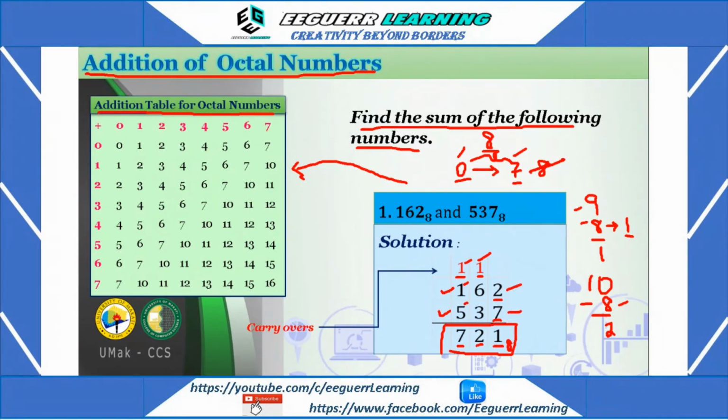So 2 and 7 first, so we can select 2 and 7 here. 2 and 7 will give us 11. So the reason why we have here 1, and the other 1 will be carried here. Okay, so continue adding. So 1 plus 6 plus 3 is 10.